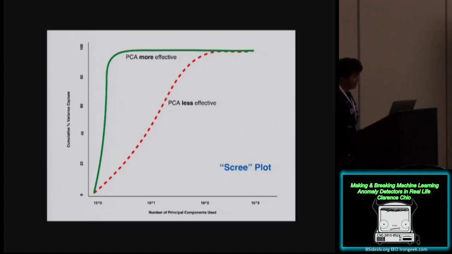So this is a scree plot. The x-axis is the number of principal components included in the evaluation, and the y-axis represents the cumulative variance captured in this model. So as you can see, having an earlier knee, having an earlier inflection in the graph means that fewer components are required to capture a lot of the data set's variance.